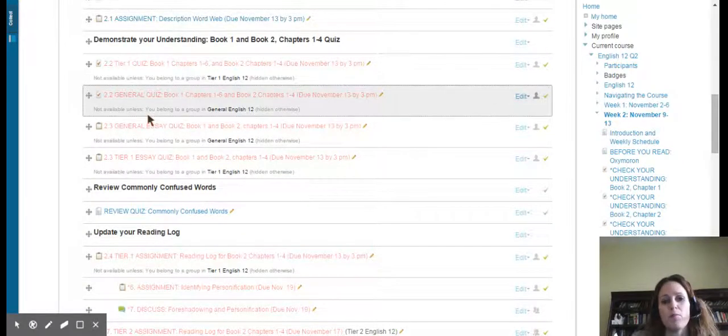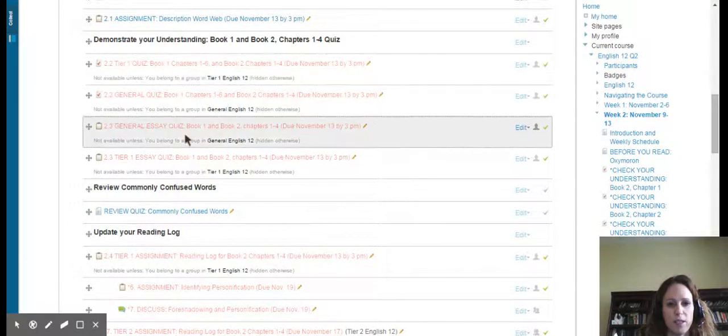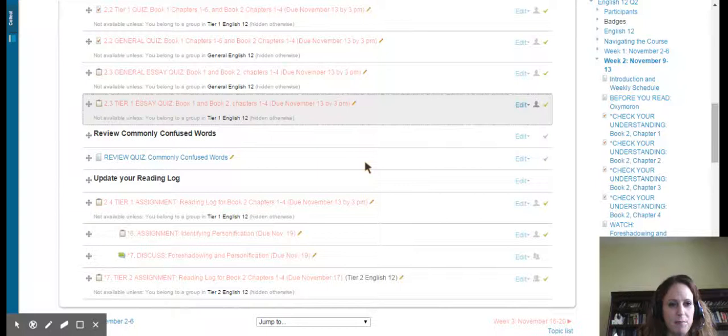This will be on book 1, chapters 1 through 6, the whole book 1, and book 2, chapters 1 through 4. So there's a tier 1 and a general quiz. They're basically the same. And then you'll have an essay portion of that quiz in a separate assignment link where you will write a 1-paragraph essay following the essay prompt.